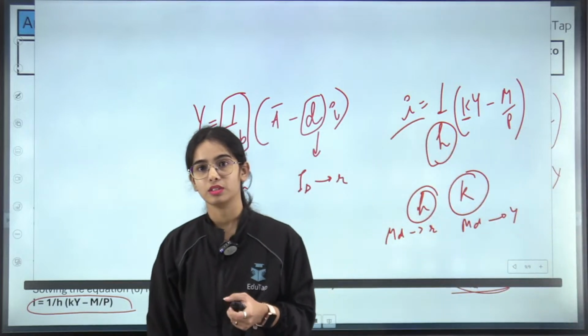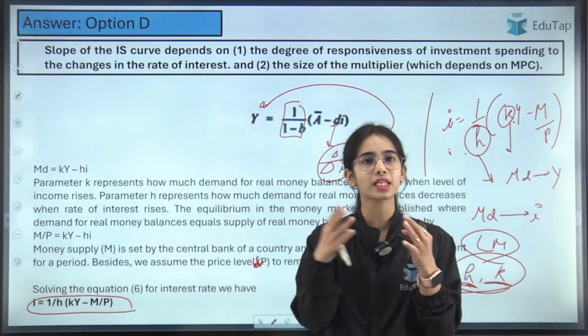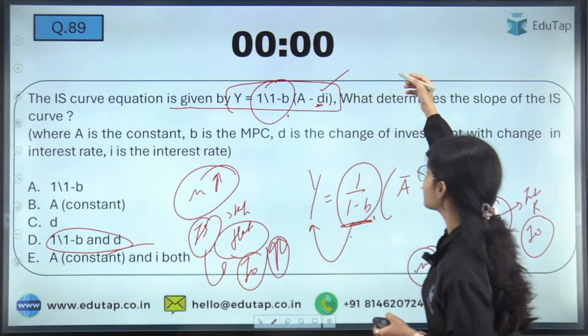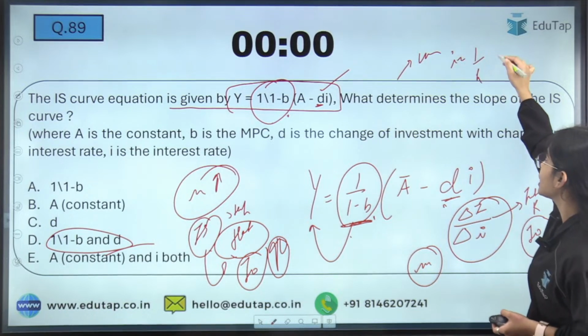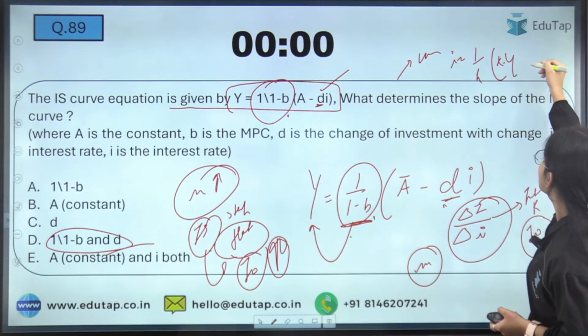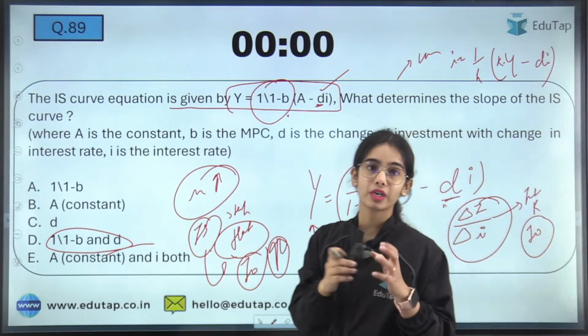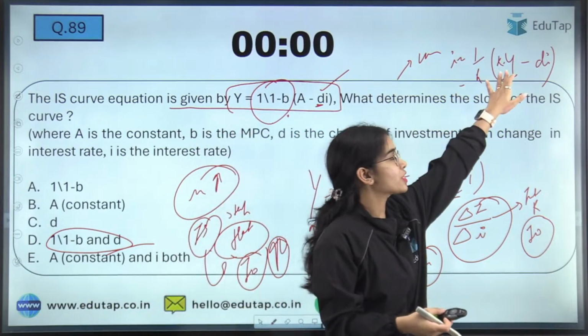So on these two factors, the slope of the LM curve depends. Got it? Nice. So if the equation is directly given, it can be asked, let's say the IS curve equation is given and the LM curve equation is given, i equals 1 upon h, kY minus dI. So it can be asked on which factors the slope of the LM curve depends. So that is h and k.